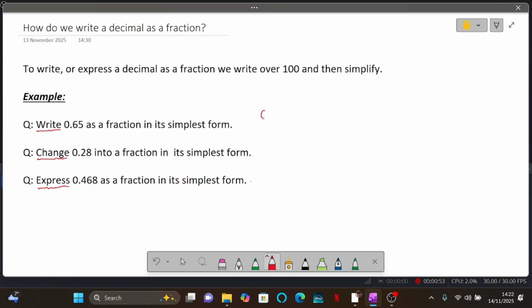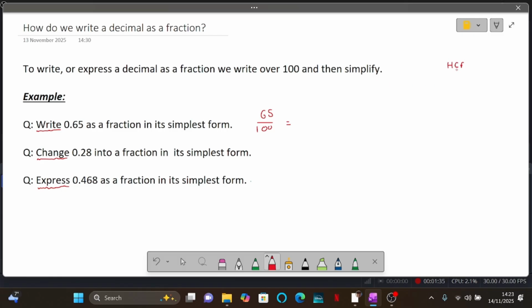We're going to start off by taking the 65 from 0.65. We're going to write it over 100. Since this is exactly the same as this, they're an identical value, they're just written in a slightly different way. Now, the next thing we're going to do is we're going to simplify. There's a couple of different ways we can simplify this, but do remember that when you are simplifying a fraction, we are dividing the numerator, that's the top number, and the denominator, that's the bottom number, by their highest common factor.